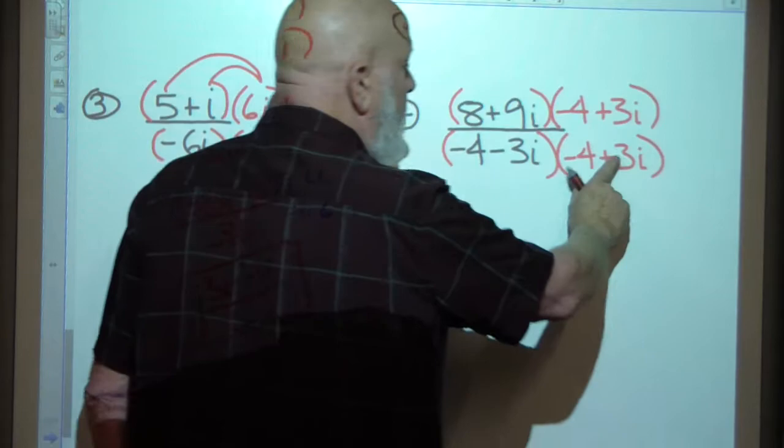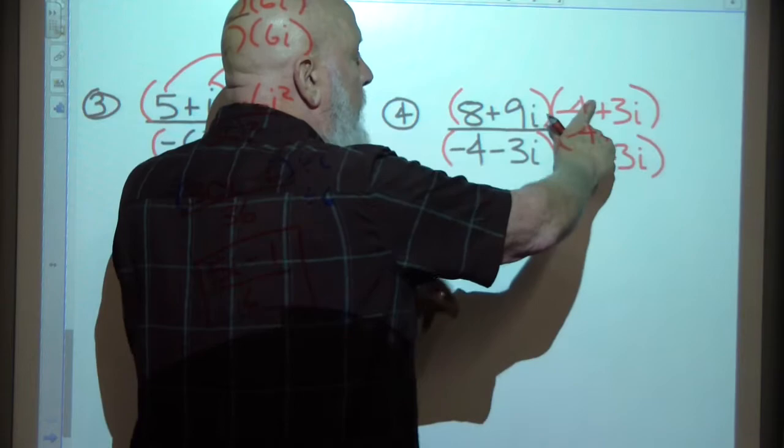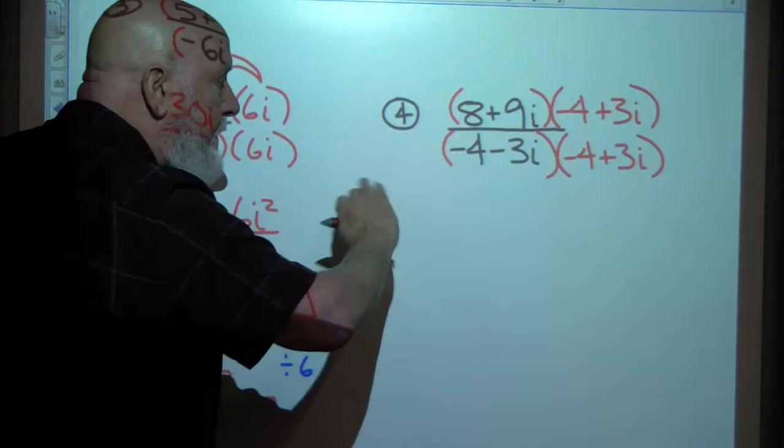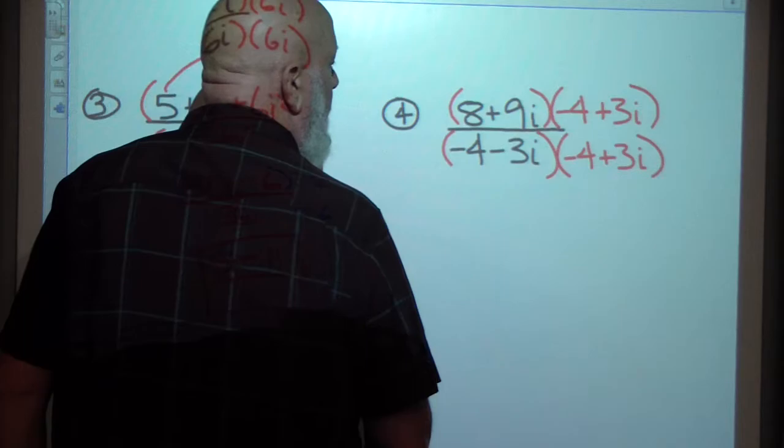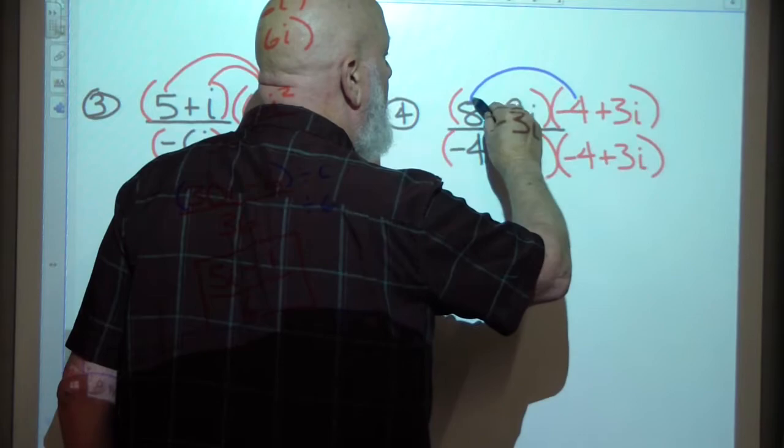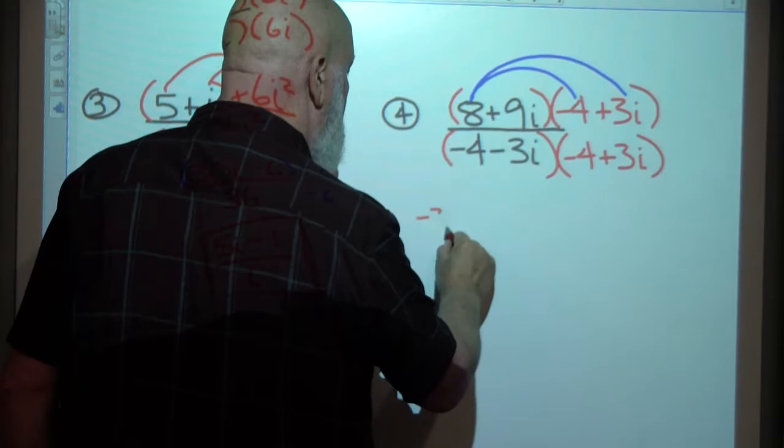So there's my conjugate of the denominator. Complex conjugate of the denominator is this. Multiplying the top and bottom of this, and when I get done, my denominator will not have an i in it unless I make an arithmetic mistake. So here we go. Let's see what this looks like. I'm going to distribute that 8. That will give me negative 32 plus 24i.